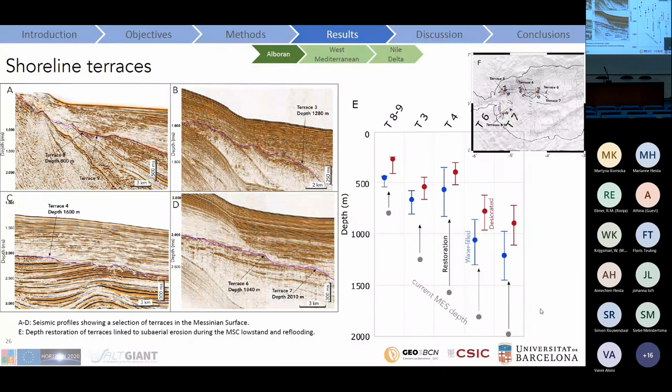So when we look at the depth of the shoreline terraces that I mentioned before, we see here these steps in the seismic stratigraphy. And although their current depth range is very wide, reaching up to 2,000 meters, when we restore them to the Messinian times, either for a scenario where the basin is water-filled or in a scenario where it is desiccated, we see that although the terrace depth becomes slightly more coherent, there is still a very wide depth range between them. And therefore, it is difficult to explain all of these terraces from a single stable water level. But rather, they suggest either that there was variability in the water level during their formation, or that they are formed by separate processes, such as during the low stand and the reflooding stage.